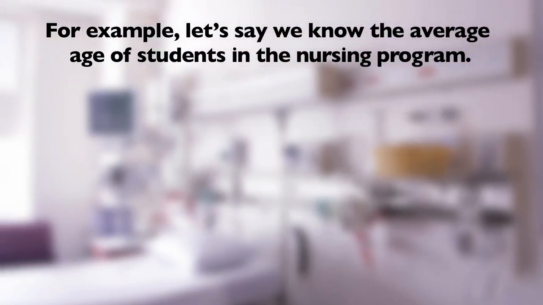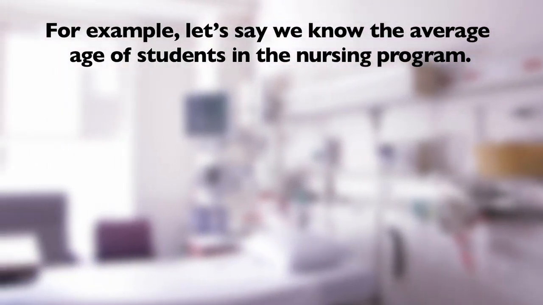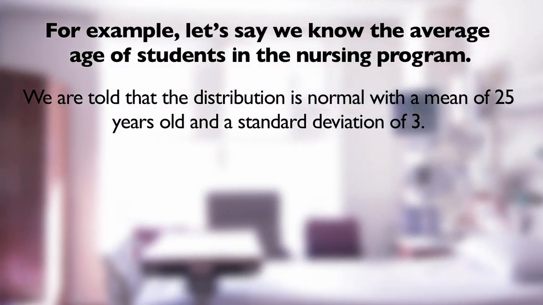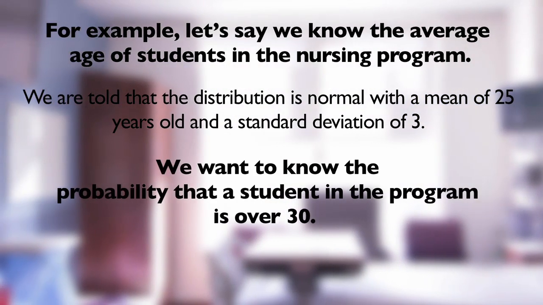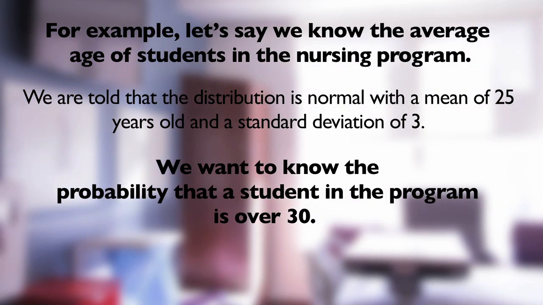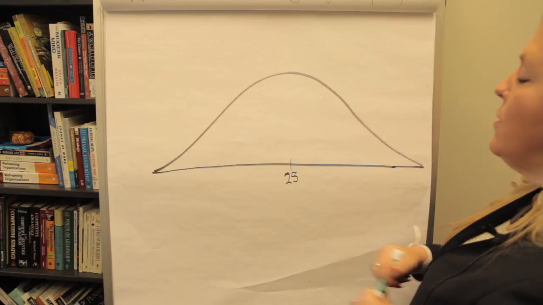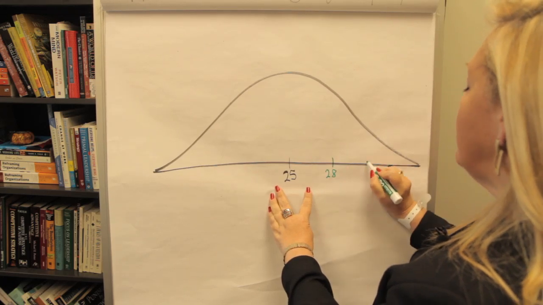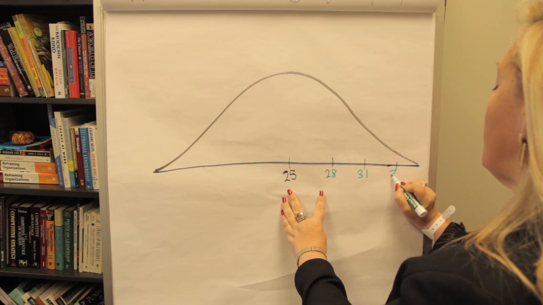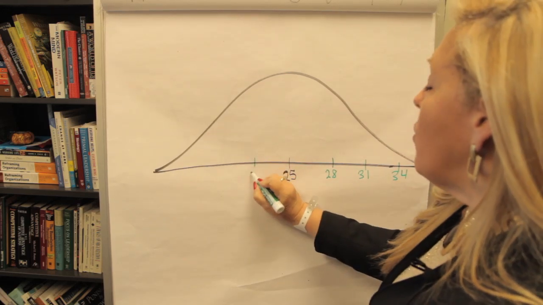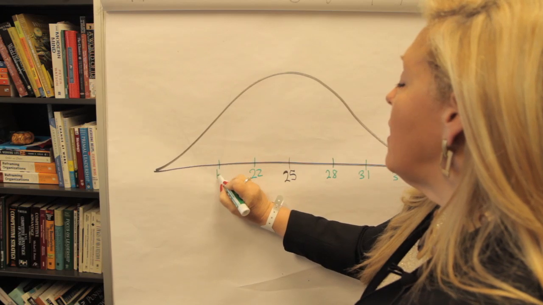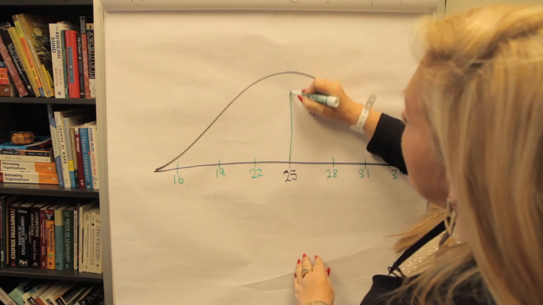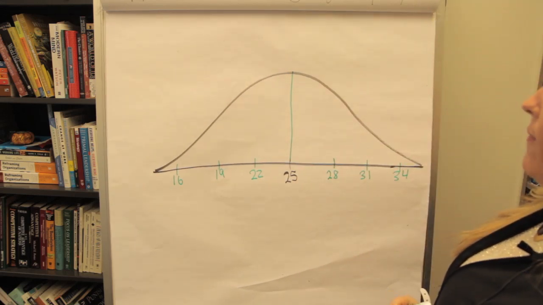For example, let's say we know the average age of the students in a particular nursing program. We're told that the mean is 25 with a standard deviation of 3. We want to know the probability that a student in the nursing program is over 30 years old. We know that the mean is 25 with a standard deviation of 3. So if we go over 3, we have 28, 31, 34. And we go back, we get 22, 19, 16. Again, the mean is in the center, 25.